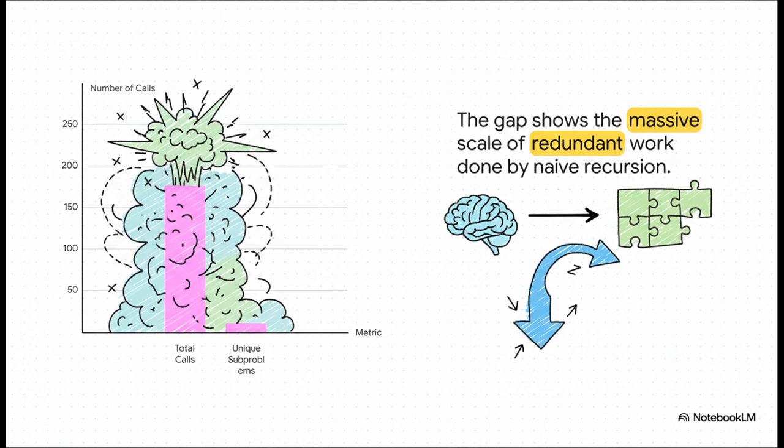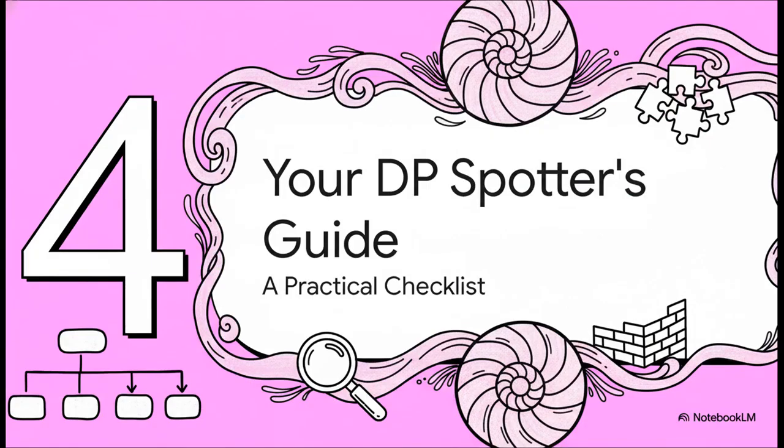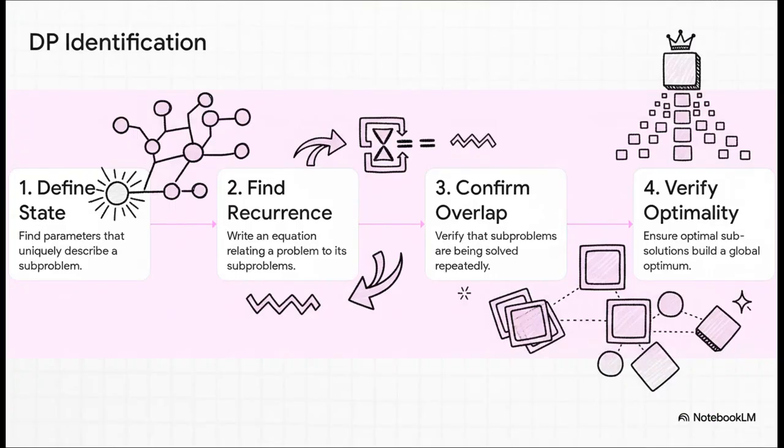The huge gap between them, yeah, that's all the work we just eliminated. That is the power of this approach. Okay, so that works great for Fibonacci. But how do you actually spot this stuff in the wild on a totally different problem? How do you build that instinct? Well, here's a little four-step guide you can use.